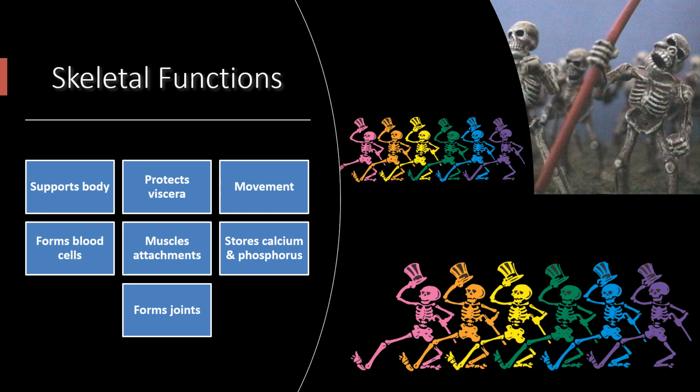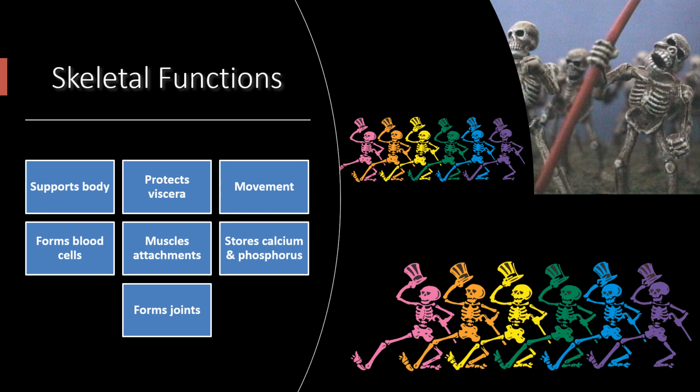The skull is protecting the brain, and the rib cage is protecting the heart and lungs. The pelvic girdle is protecting the kidneys and the gynecological organs. So protecting the viscera is a vital part of what the skeleton has to do. Now, the bones on their own don't move, but the muscles attach to the bones. And without those bone attachments to muscles, we wouldn't have any movement. So the two systems work very closely together.